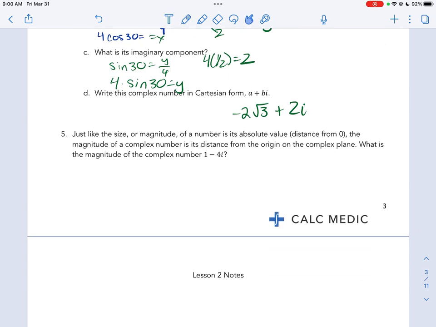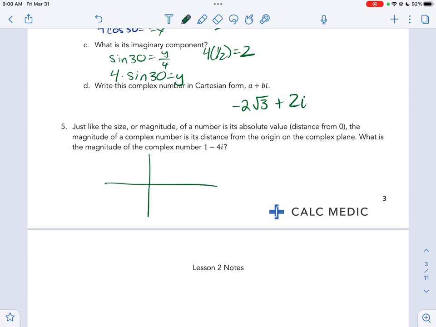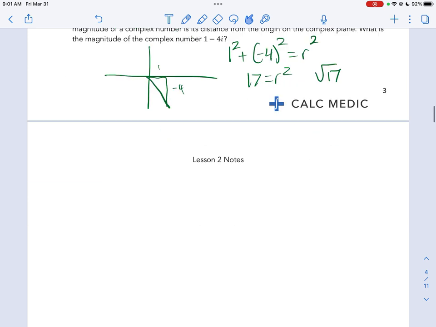Just like the size and magnitude of a number is its absolute value from distance, the magnitude of a complex number is the distance from the origin. So if you wanted to find the magnitude of 1 minus 4i, we'd just do the Pythagorean theorem. So 1 squared plus negative 4 squared equals that magnitude squared. I'm going to call it r, so 17 equals r squared, so the square root of 17. So converting into polar form is much like what we did yesterday, using those same ideas of trig.